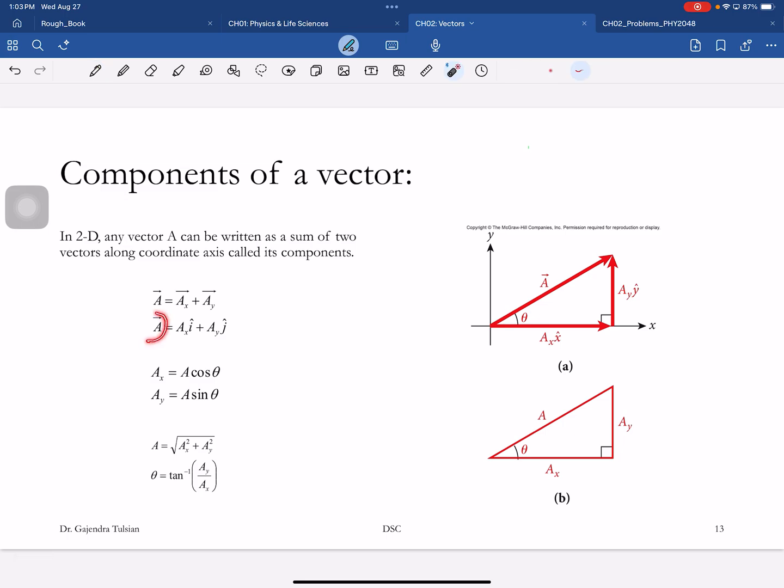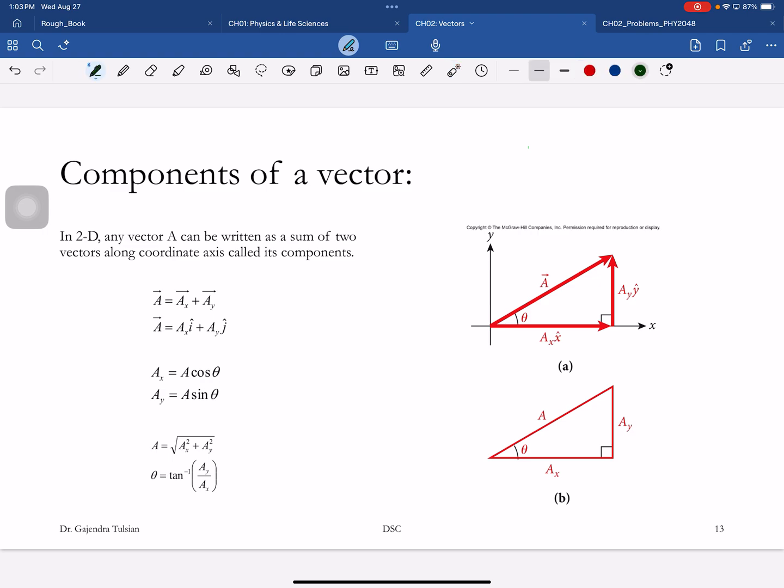Here, I'm showing this for 2 dimensions. You can generalize this for 3 dimensions, and so on. But this part works only in 2 dimensions. This is the x component and the y component. In 2 dimensions, there's a vector. How many numbers do you need to specify the vector? 2. So here are the 2.